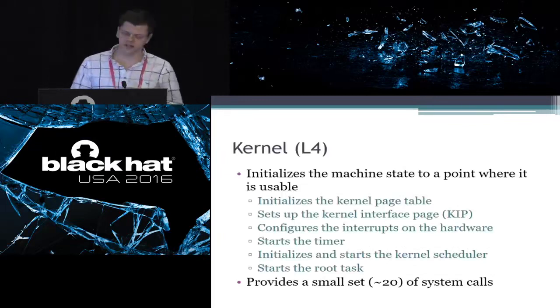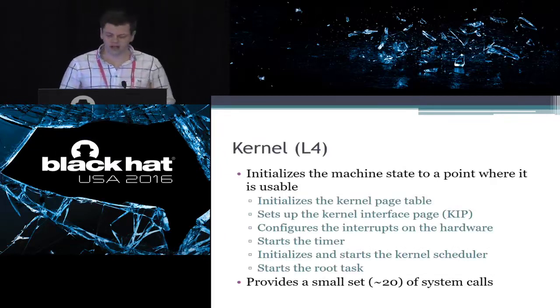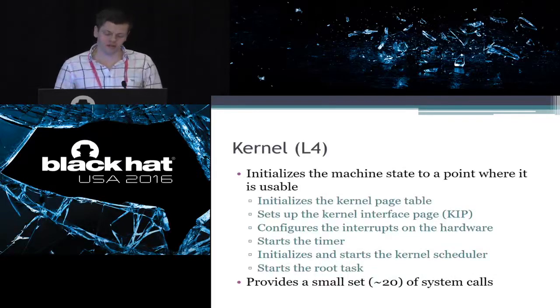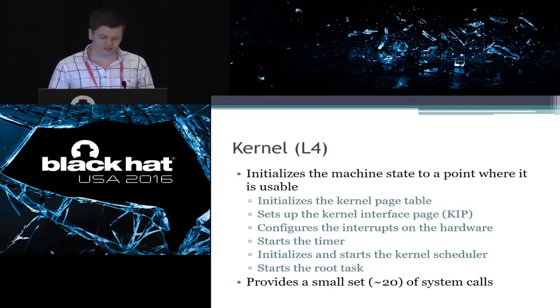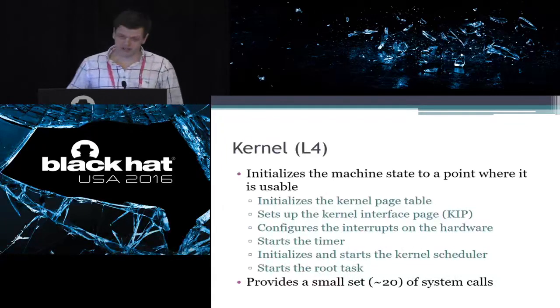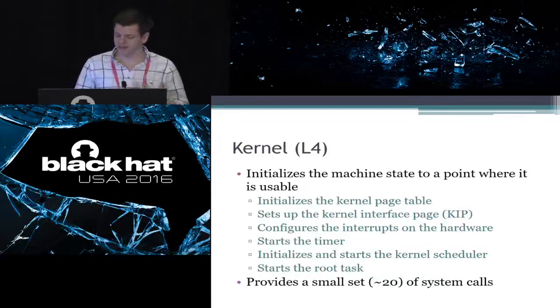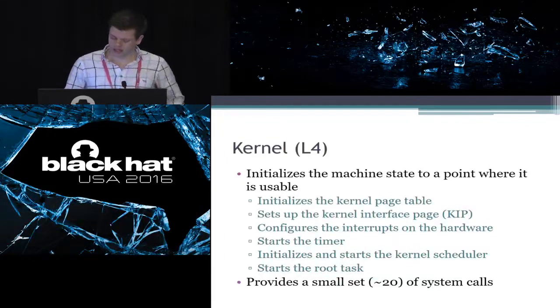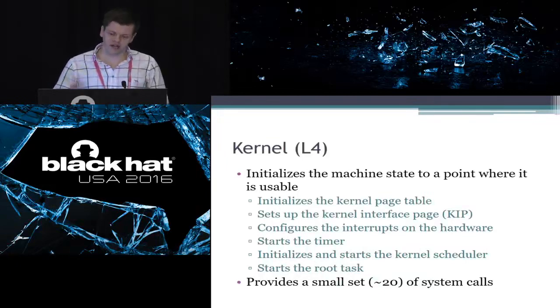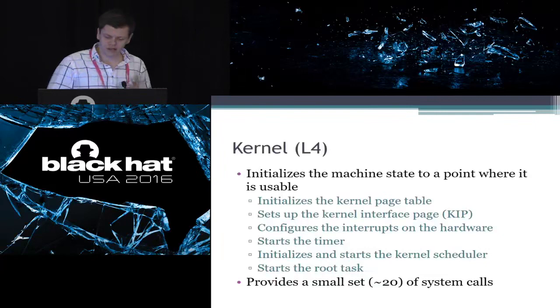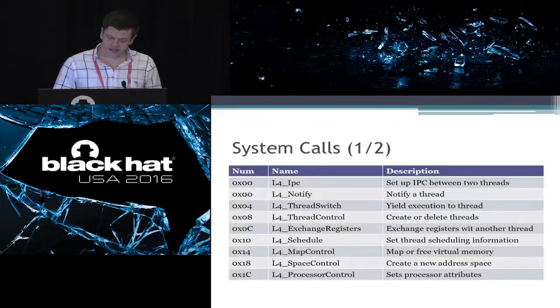The kernel basically just initializes the system and brings it up to a state where it becomes usable. This includes setting up the page table, the kernel interface page, starting the timer, and starting the scheduler, and the kernel scheduler actually starts the initial task, the root task. The L4 kernel also provides a very small set of system calls, about 20, and these system calls are then used by the root task to create more sophisticated services, like a memory management system, a way to do more complex things.